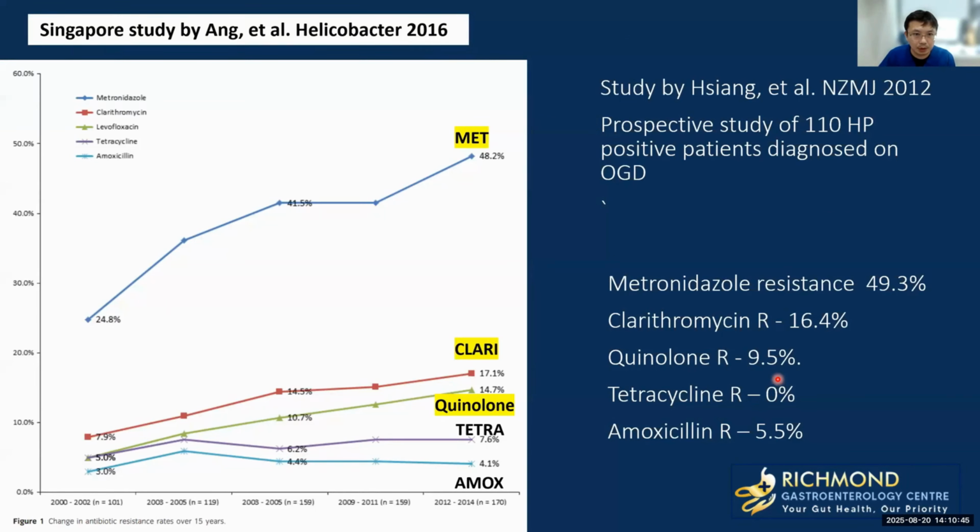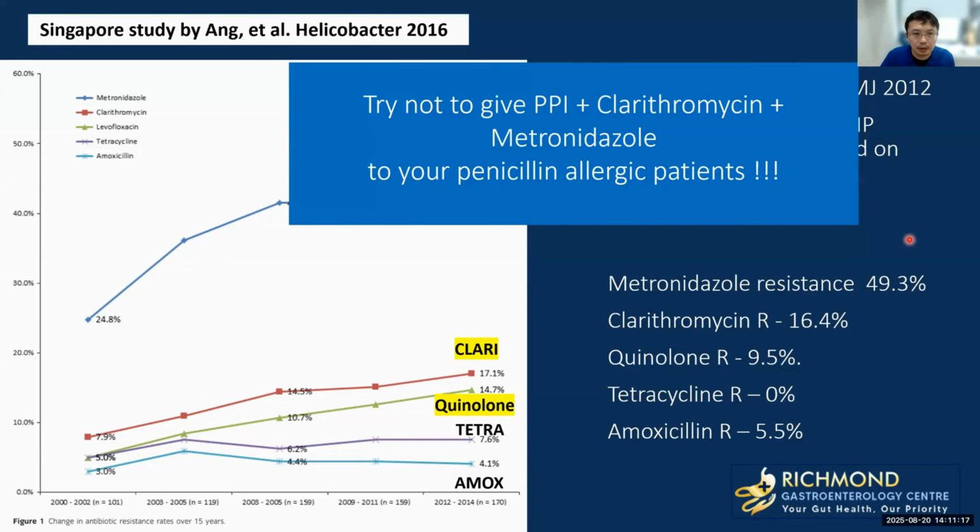In this study from Changi Hospital, they've shown that in the recent decade, metronidazole resistance is about 48%. Clarithromycin resistance is about 17, almost 20%. Quinolone is about 15%, so that's your levofloxacin. Tetracycline 7%, amoxicillin 4%. I did a similar study back in New Zealand. Similarly, you can see 50% metronidazole resistance. So I don't even use metronidazole at all as part of my HP eradication therapy. In your penicillin allergic patient, I won't even use metronidazole-containing agents.